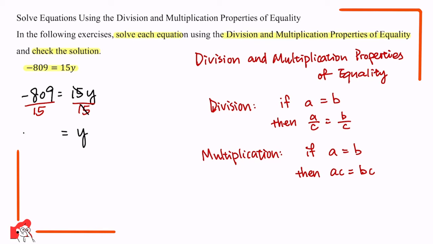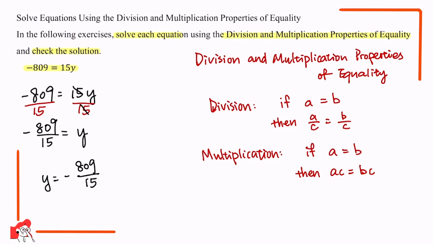And we are left with negative 809 over 15. Well, with that, we can't further simplify the fraction, and we are not asked to get a round number. So we can just leave it at this exact value. So we get y equals negative 809 over 15.